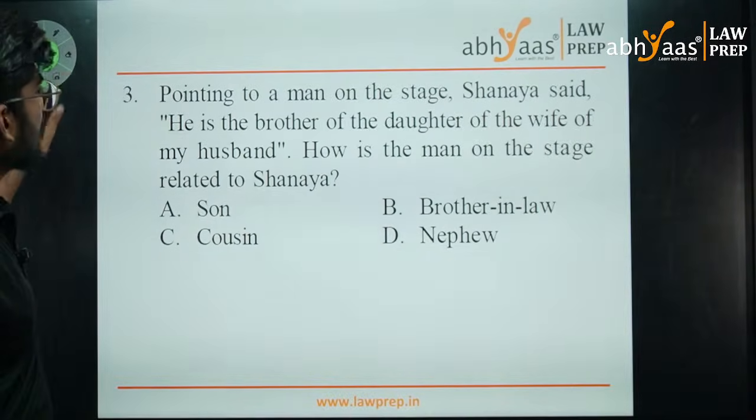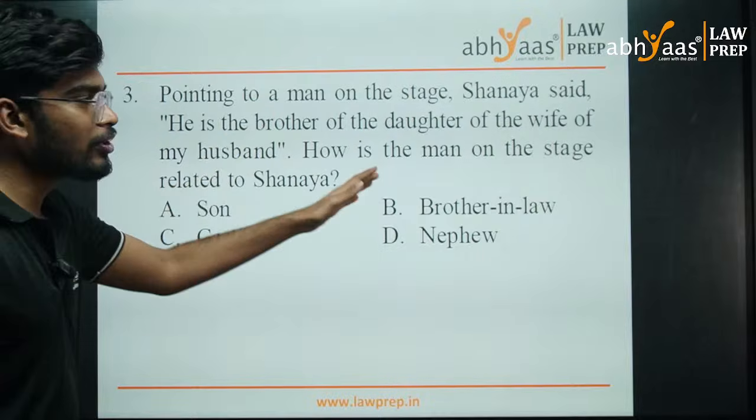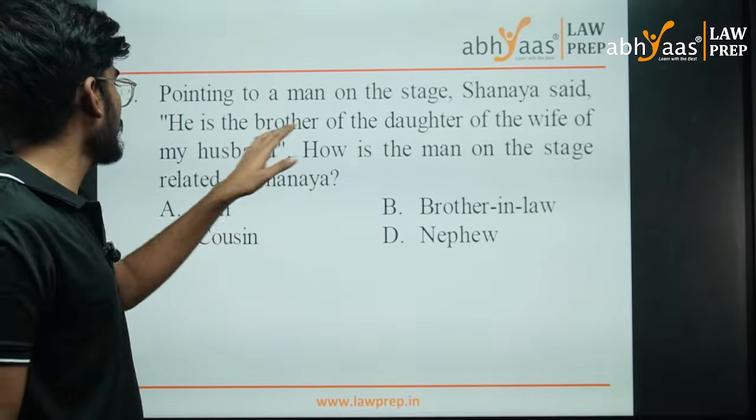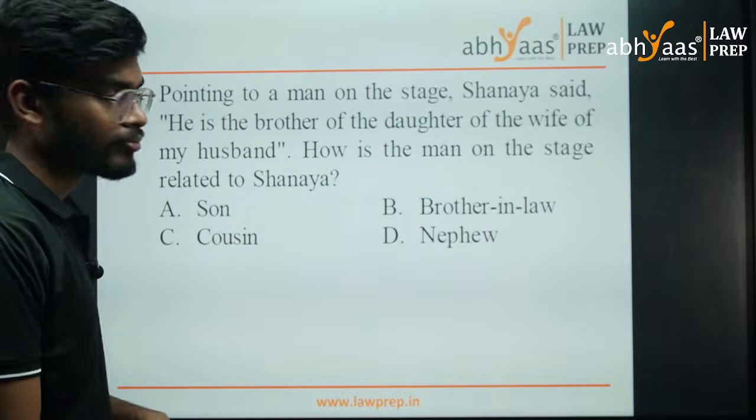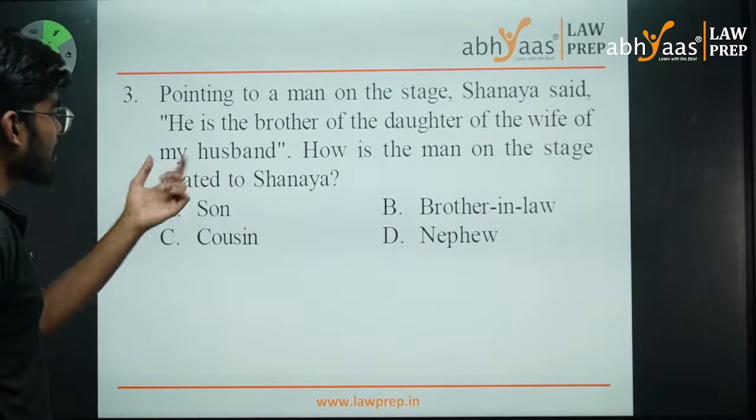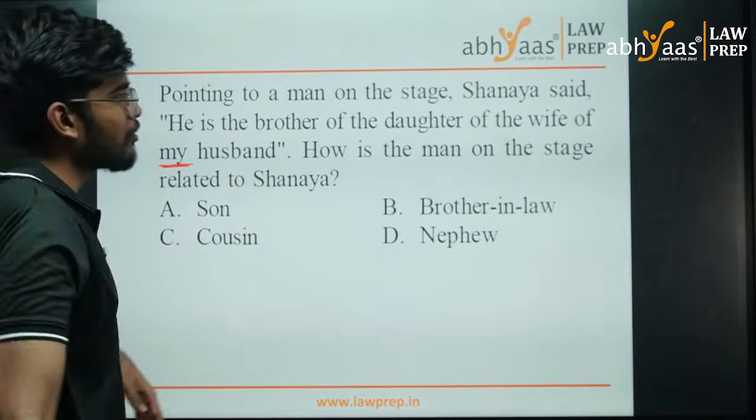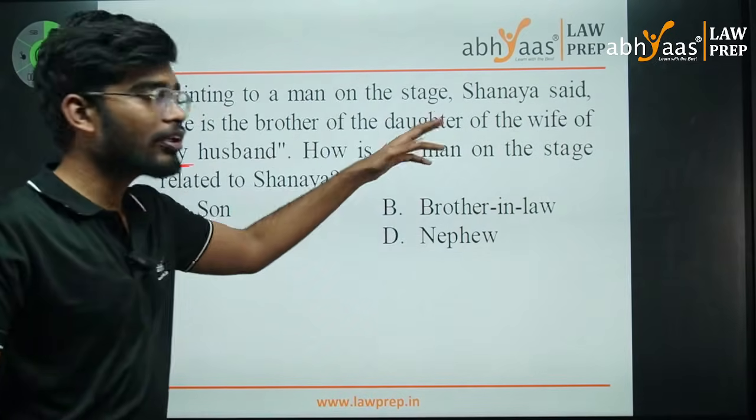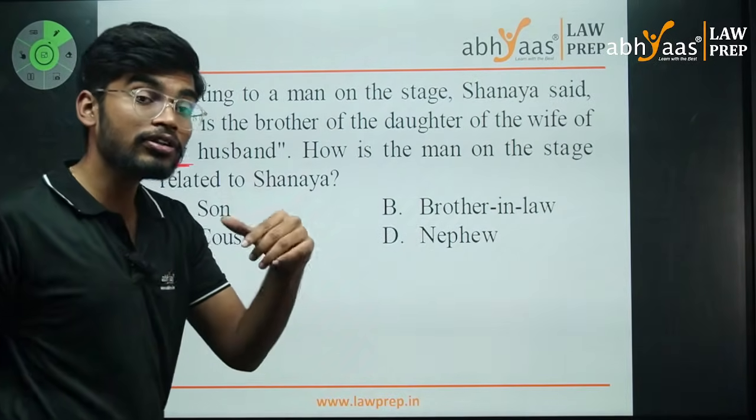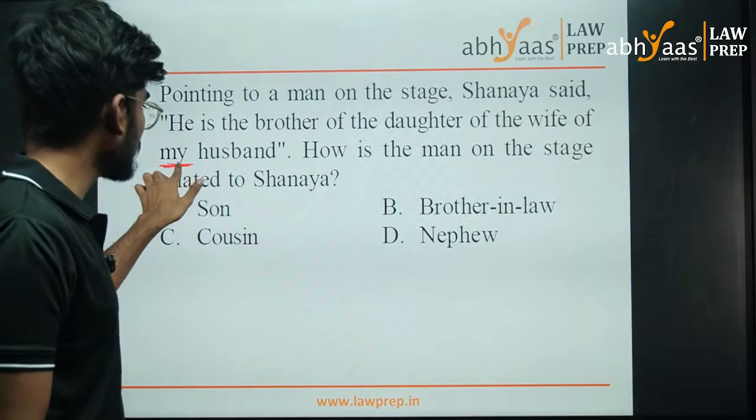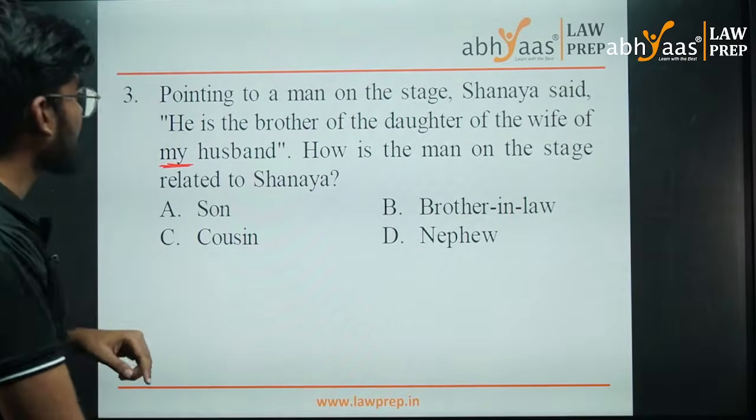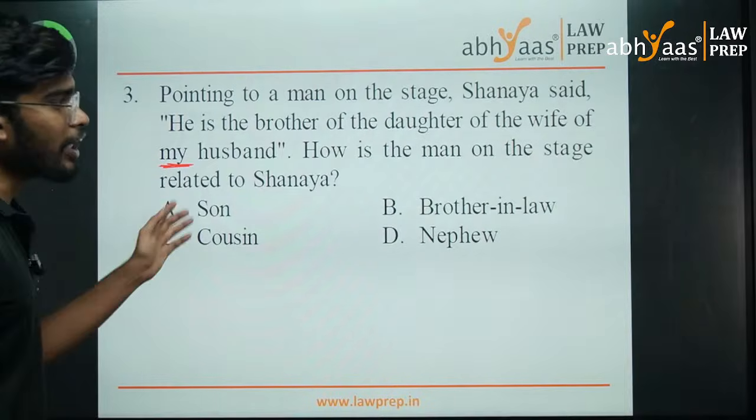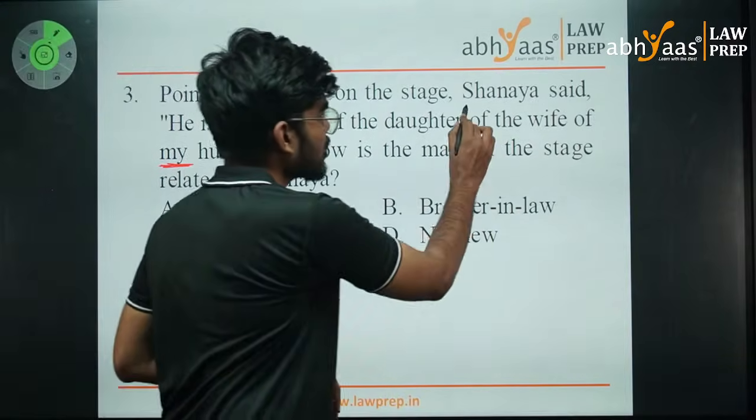Next question. Pointing to a man on the stage, Shananya said, he is the brother of the daughter of the wife of my husband. Here, my refers to Shananya, because Shananya is the one who is speaking. So you should not confuse with these kinds of terminology. Brother of the daughter of the wife of my husband.